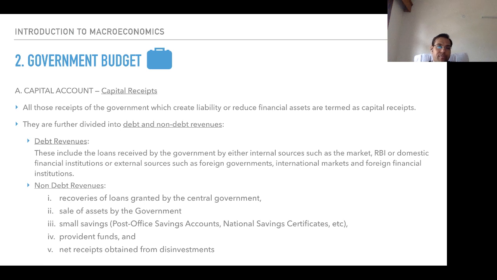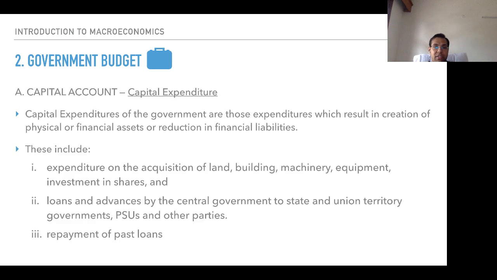So whatever loans you take that add a debt on you are considered to be a debt revenue. Followed by that, the second is non-debt revenue: recoveries of loans granted by the central government, sale of assets by the government, as well as net receipts obtained from disinvestment, small savings, PF, etc. All these things are included in capital receipts. Followed by that, the second is capital expenditure, capex.